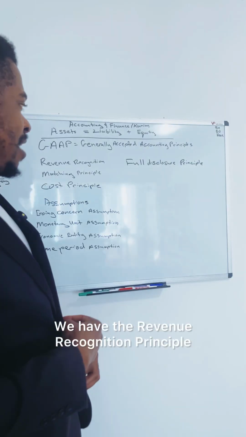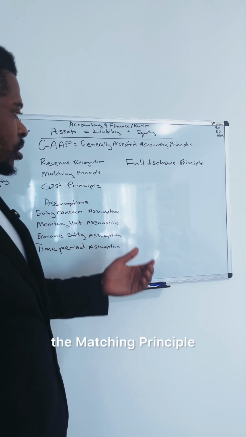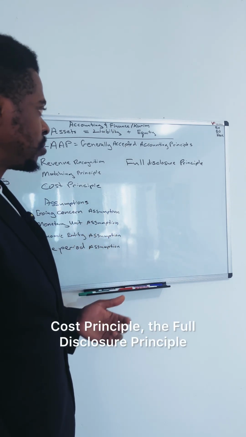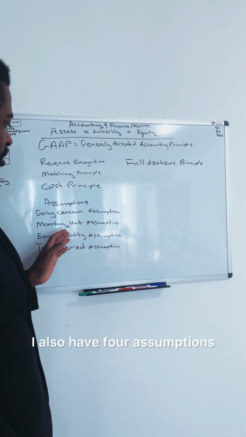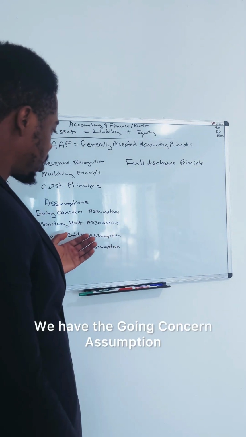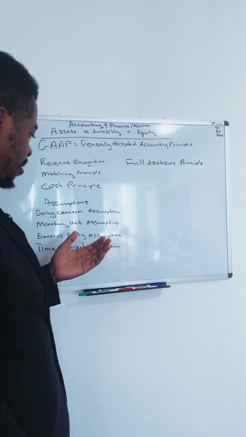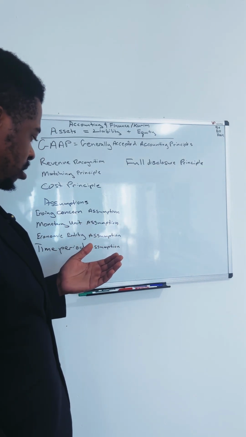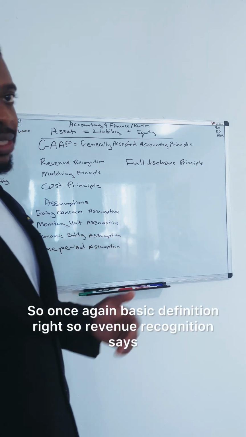So we have the revenue recognition principle, the matching principle, the cost principle, and the full disclosure principle. Those are four. I also have four assumptions. We have the going concern assumption, the monetary unit assumption, the economic entity assumption, and the time period assumption. So once again, basic definitions, right?